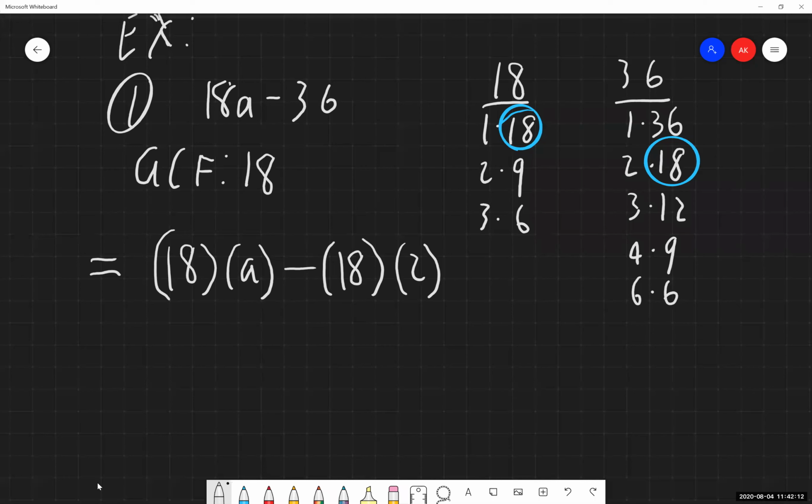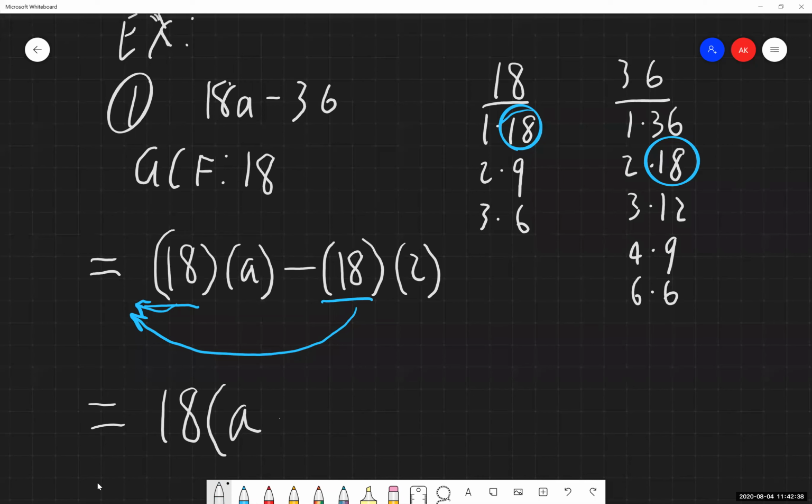Then, step 3, use the air quotes reverse distributive property to factor out the expression. So we're seeing our greatest common factor right here, and we're going to pull this out front. So what does that look like when we have a result? We're going to have 18 out front. And what's left over? I have an a for my first term. Keep the sign. And 2 for that second term.